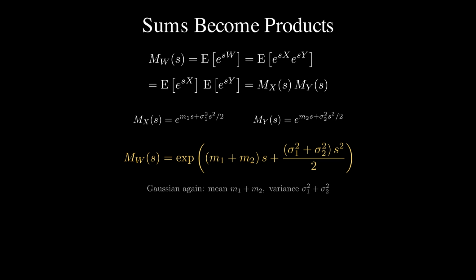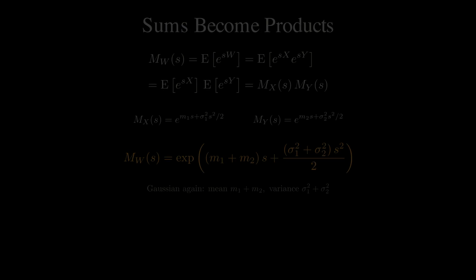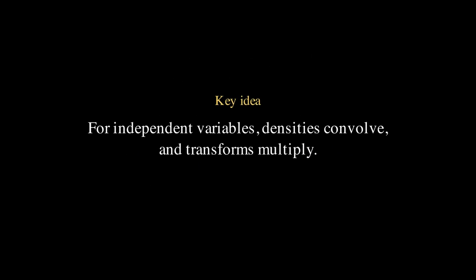That is a Gaussian MGF with the summed mean and the summed variance, the general fact in 2 lines, no convolution in sight. The key idea of this video: for independent variables, densities convolve and transforms multiply. Next up is the final chapter, sums of many variables, and the types of convergence that govern them.